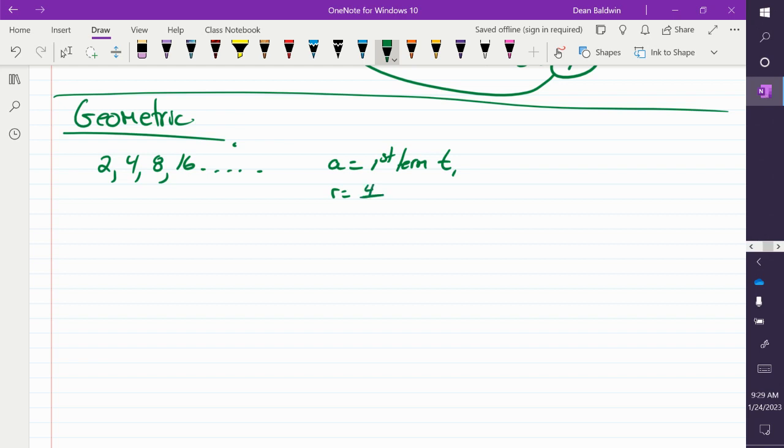So it's the common ratio. If I go 4 divided by 2, I get 2. 8 divided by 4 is 2. 16 divided by 8 is 2. It should be the same all the way along. If it changes, then it's not a geometric. But we don't worry about those.